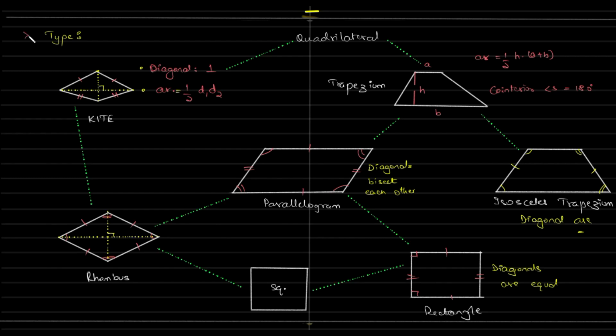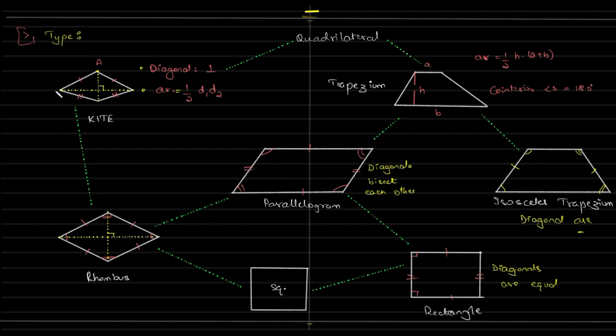So let's look at the types of quadrilaterals. There are 1, 2, 3, 4, 5, 6, 7. First we'll begin with the kite. Kite, the word you guys know, it is nothing but kite. The specific property of this quadrilateral is that two pairs of adjacent sides are equal.